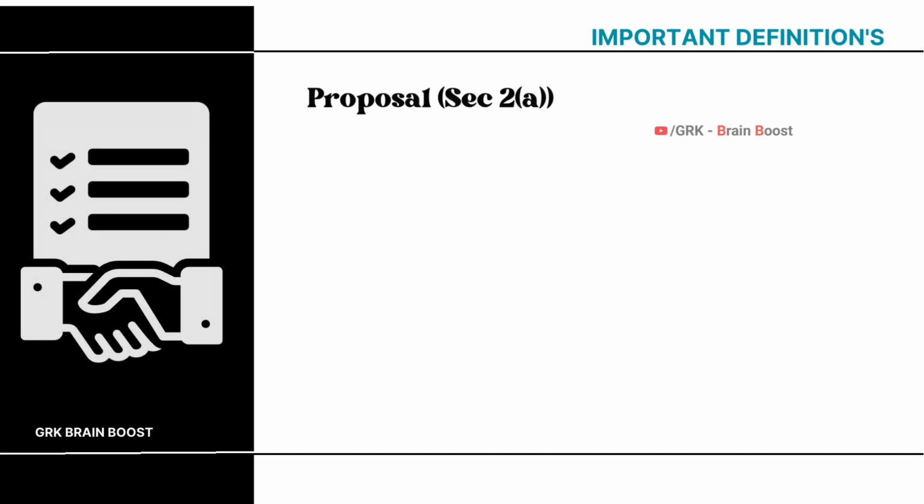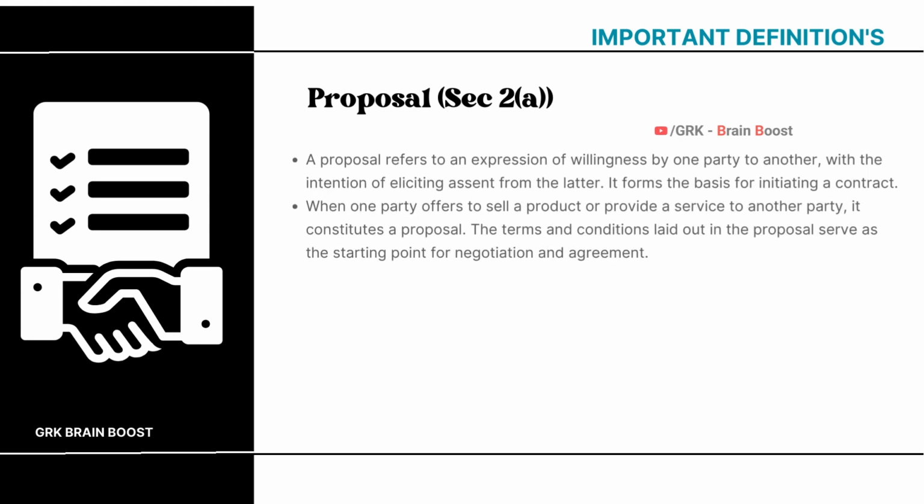First one, proposal. It refers to an expression of willingness by one party to another with the intention of obtaining assent from the latter. It forms the basis for initiating a contract. When one party offers to sell a product or provide a service to another party, it constitutes a proposal. The terms and conditions laid out in the proposal serve as the starting point for negotiation and agreement.